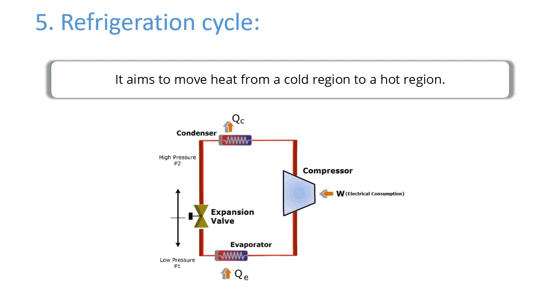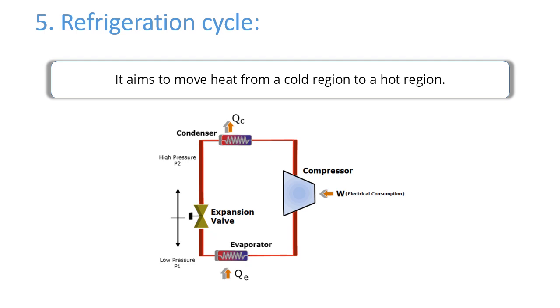The second step is condensation. The hot gas moves to the condenser where it is cooled and turned back into a liquid, releasing heat into the outside area. The third process is expansion.